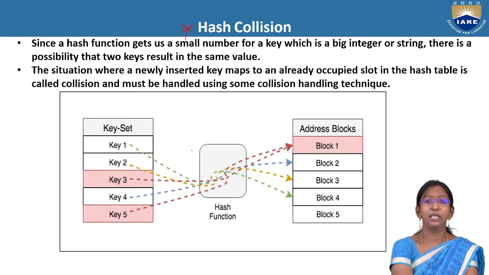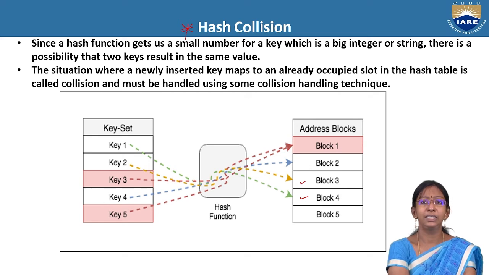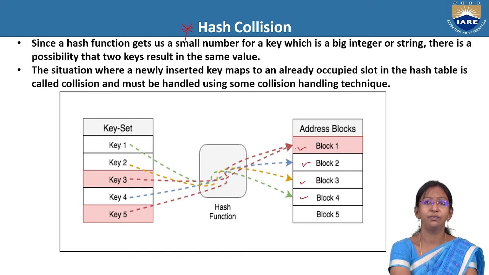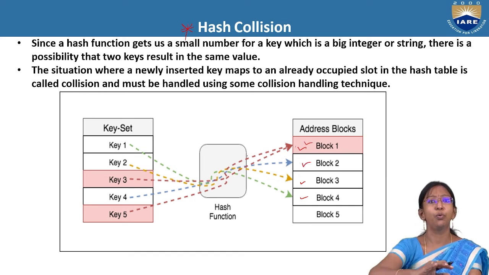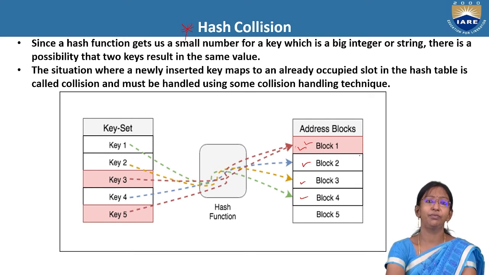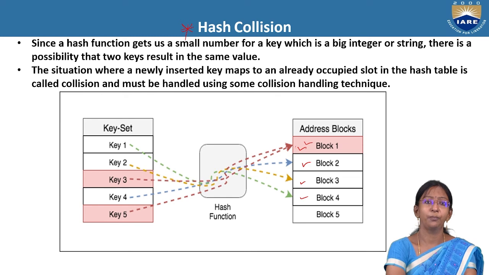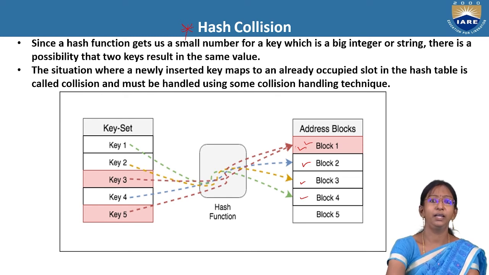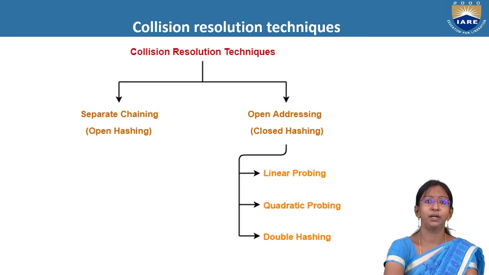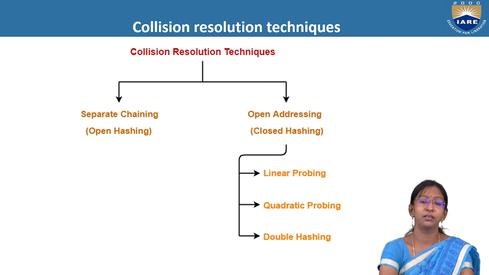Okay. So key 1 will give you block 4. Very good. Key 2 will give you block 3. Very good. Key 3, block 1. Key 4, block 2. Again key 5 is colliding with block 1. So both keys, key 3 and 5, are looking at the address block 1, which is a collision, right? So how to overcome that? Two types of techniques are there: separate chaining and open addressing, right?